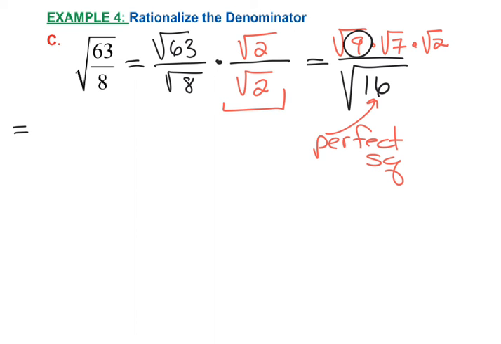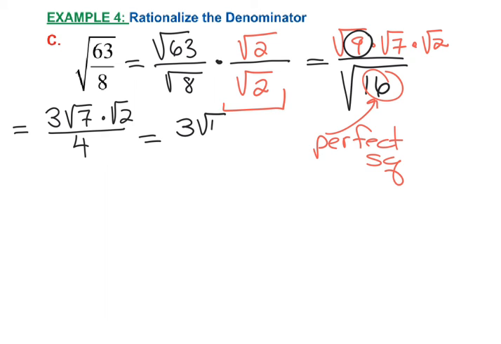So the square root of 9 is 3. Square root of 7 times the square root of 2. And on the bottom, since 16 is also a perfect square, we get 4. So does 7 have any factors that are perfect squares? No, because 7 is a prime number. Does 2 have any factors that are perfect squares? No, because 2 is a prime number. So we can combine those, and our final answer is 3 times the square root of 14, all divided by 4. This is the most simplified version.